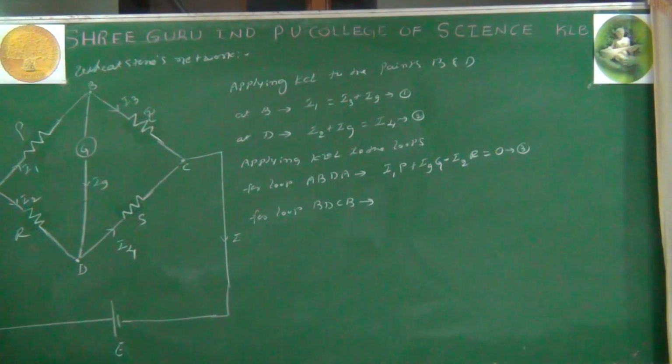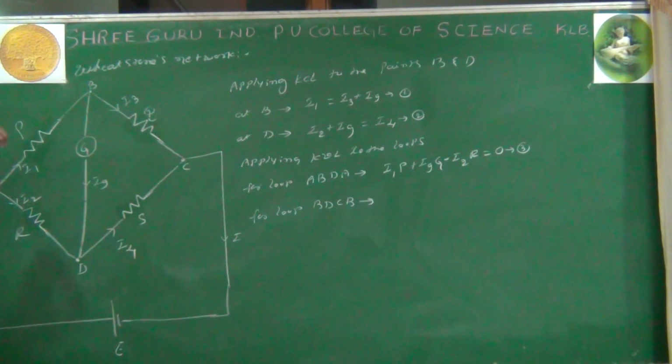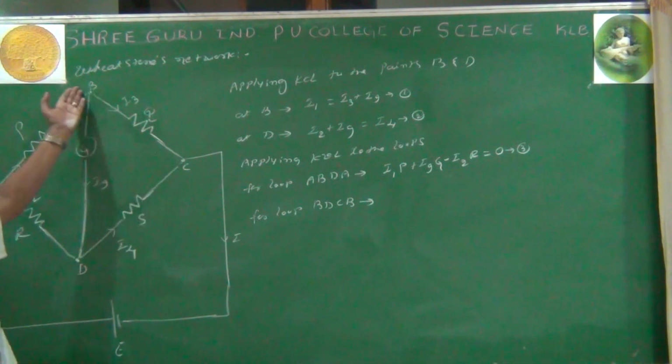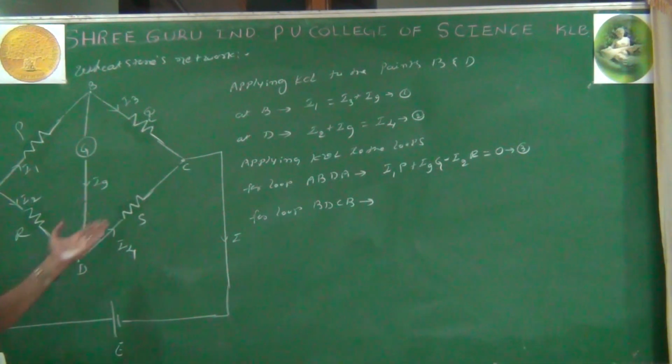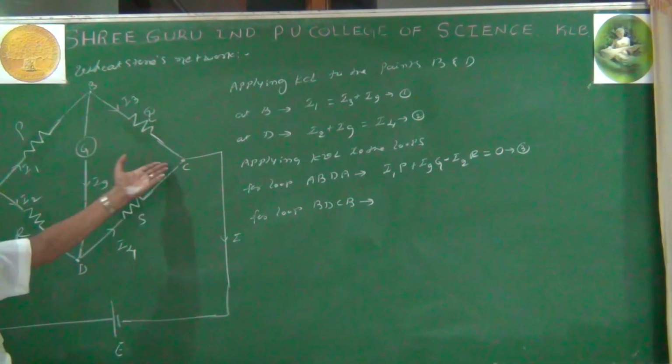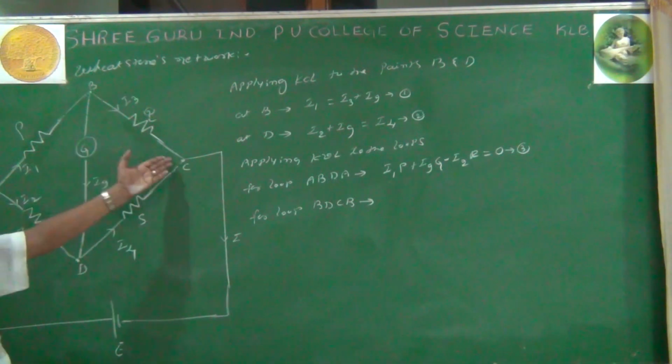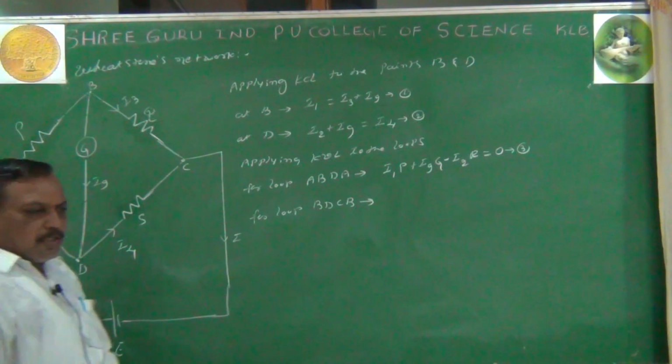Whatever loop is convenient for you, you start at a point and come back to the same point, making the loop. Students say BDCB, DCBD, CBDC, or CDBC. Either you go in the clockwise direction or anti-clockwise direction.